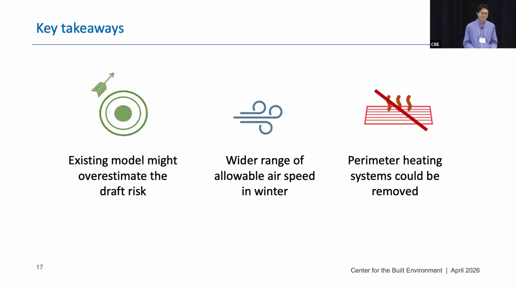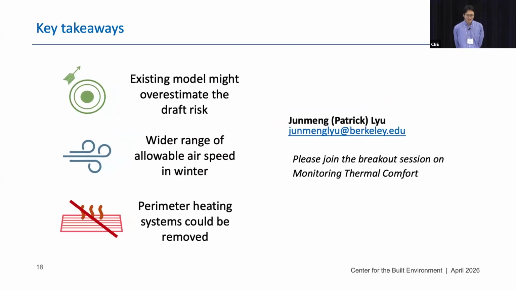Our study proves that the existing model isn't accurate, and the acceptable range of airspeed is much wider than that under summer conditions. The use of perimeter heating systems needs to be considered more cautiously to achieve more energy savings. We hope our work can help our indoor environments become more comfortable and energy efficient.